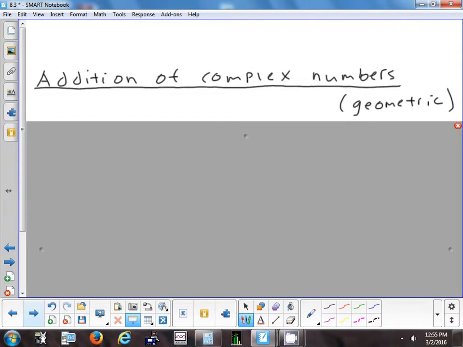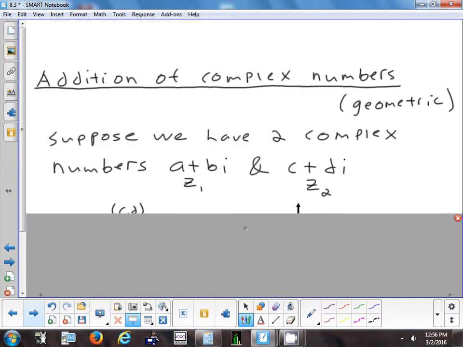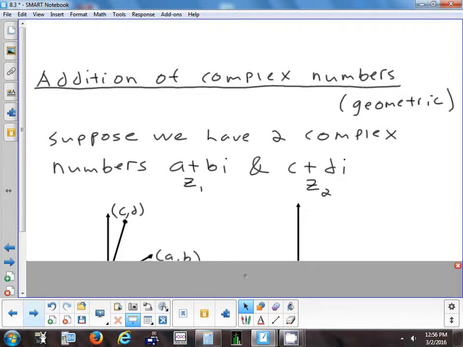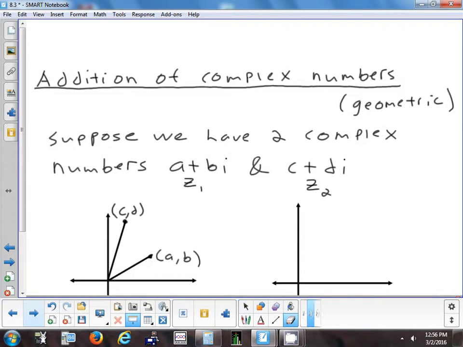All right, we'll quickly look at addition of complex numbers. We've already done it arithmetically. Now we'll do it geometrically. If you've worked with vectors, this is very similar to adding vectors, which is going to be our next unit, after this week. So suppose you have two complex numbers. I'm going to call them A plus Bi and C plus Di.